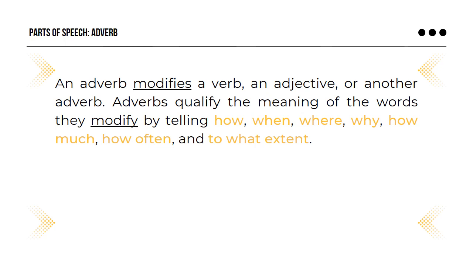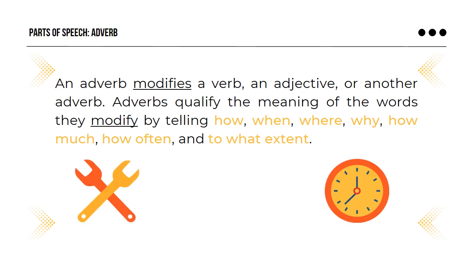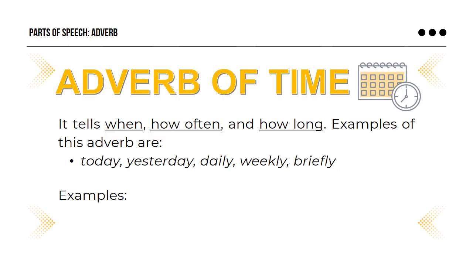Adverbs qualify the meaning of the words they modify by telling how, when, where, why, how much, how often, and to what extent. So notice on the screen that the words modifies and modify are underlined. That only means that an adverb modifies another word. Okay, so we have several classifications of adverb.